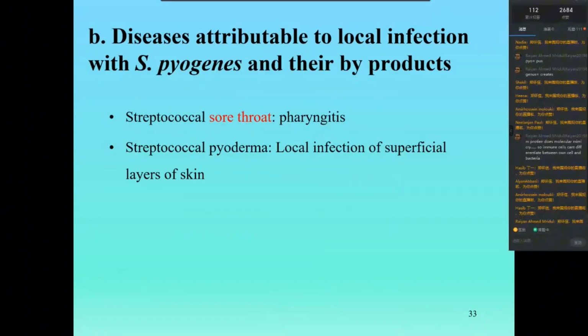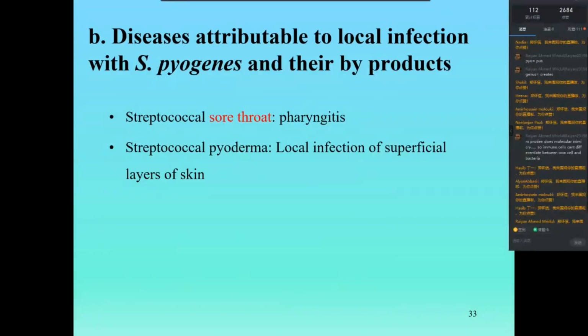For example, the antibody-antigen complex. That antigen is from the bacteria, and the antibody is produced by the immune system. This complex can precipitate in the basement membrane and then cause some damage. This is one type of post-infection disease.